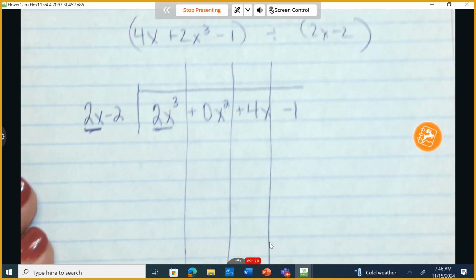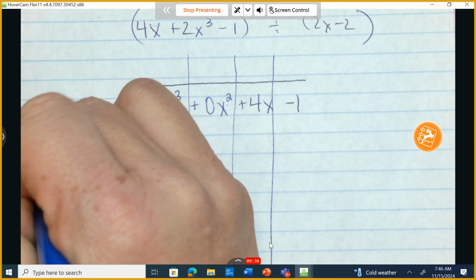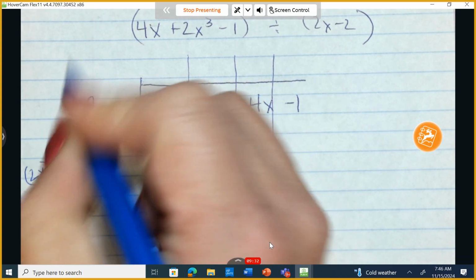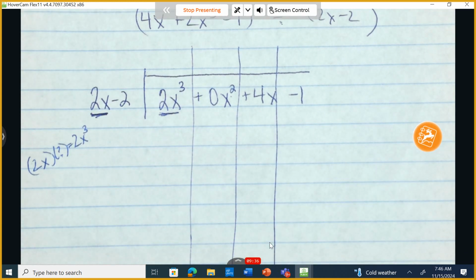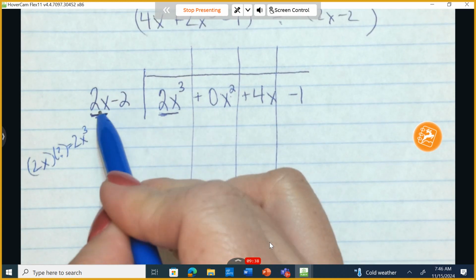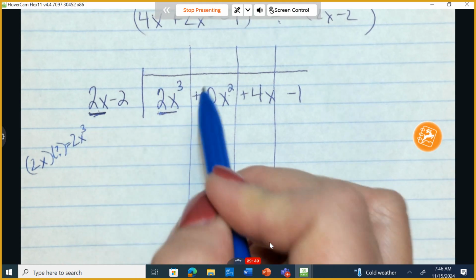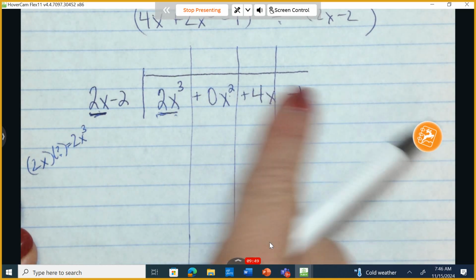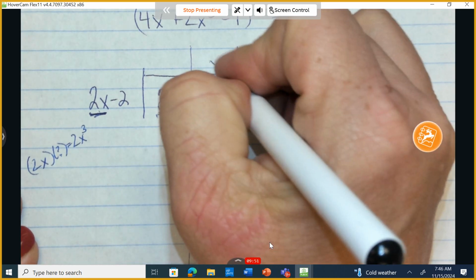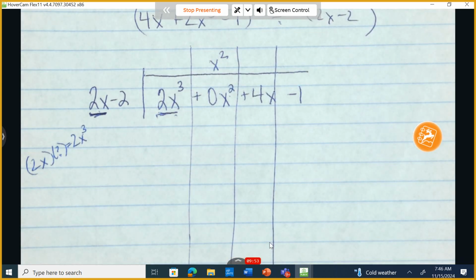And so if you're a visual learner, this is what I'm asking myself. I have a 2x, and I want to know, what do I need to multiply by 2x to get 2x cubed? Don't say the answer out loud. Just raise your hand if you know. I have 2x. What do I need to multiply 2x by to come up with 2x cubed? Hands up high if you know. Okay, you can say out loud right now. What is it? It's x squared. So where do I put the x squared? It has to go into the column with x squared. So above here, I write x squared.